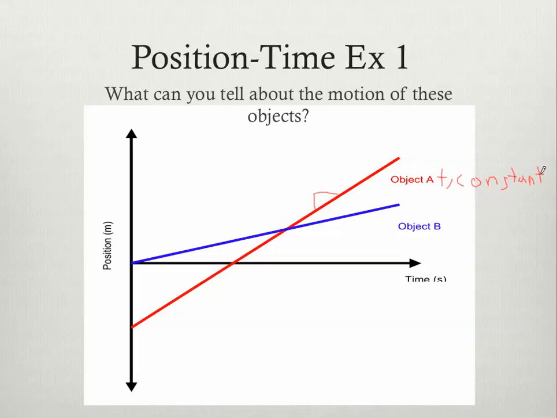Object B, we can look at it and we can see that its slope, its velocity, is also positive and constant. But we can also tell that its slope is less than object A's because of the steepness of the line. So we know that while object B has a positive constant velocity, it is less than object A's.